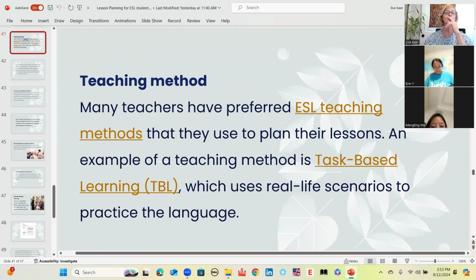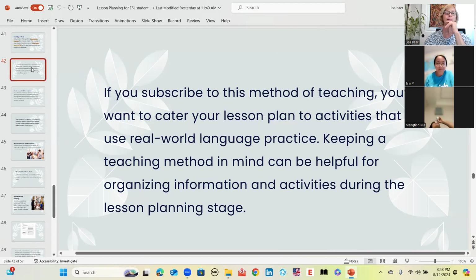And I know you guys are all aware of what task-based learning and project-based learning are about, right? Yeah. Okay. Hold on.